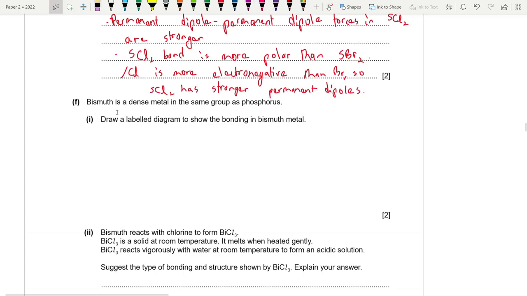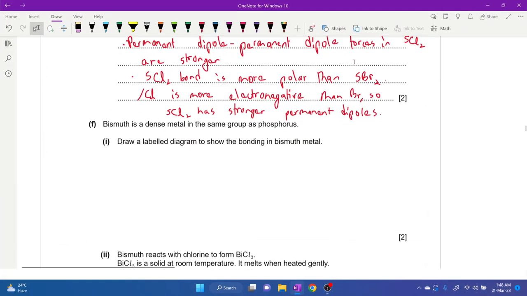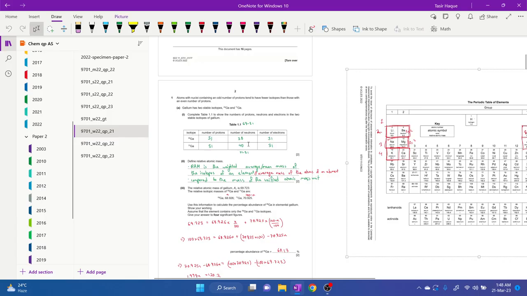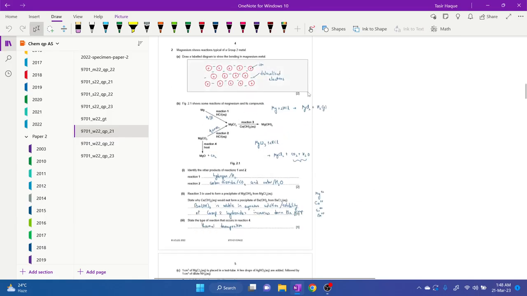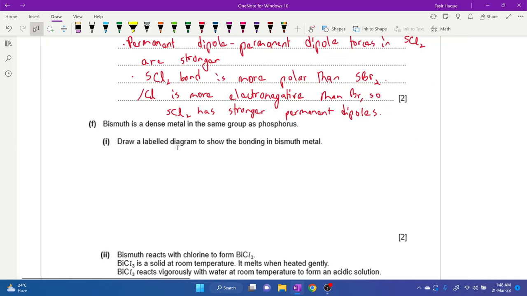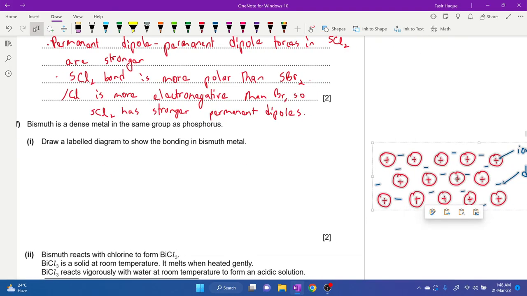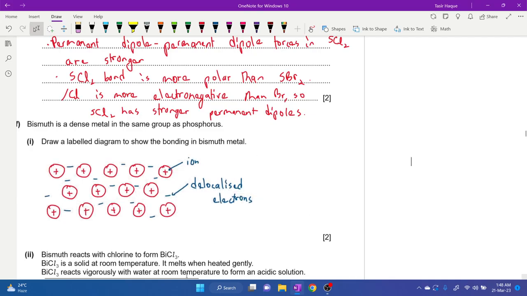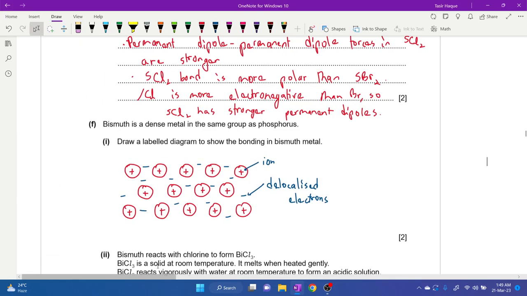Bismuth is a dense metal in the same group as phosphorus. Draw a labelled diagram to show the bonding in bismuth metal. Okay, so it's basically a metal. So cations in a sea of delocalized electrons. I'm just gonna copy this from the previous variant because they had the same question. So here you go. This is what you need to draw. You draw at least four, right? You draw the ions and the delocalized electrons. And yeah, that's it. You've been doing this from all levels.